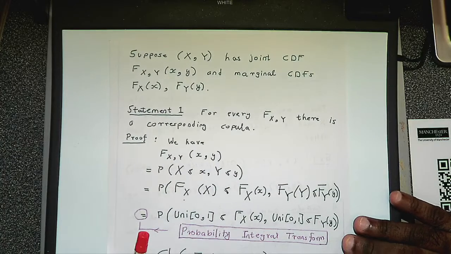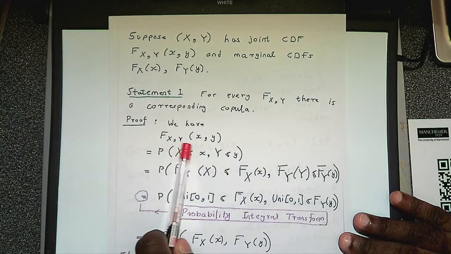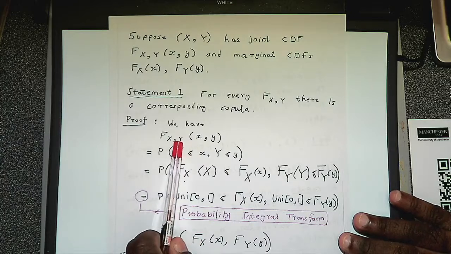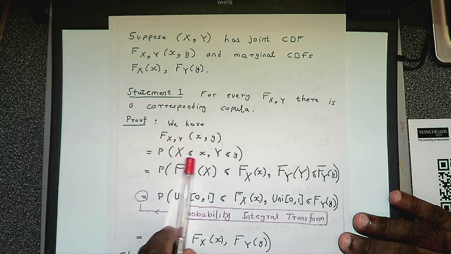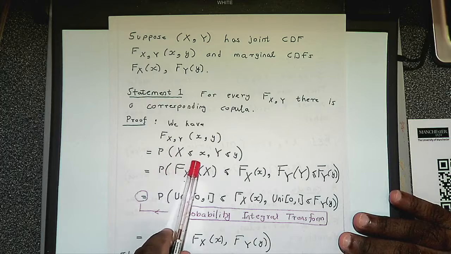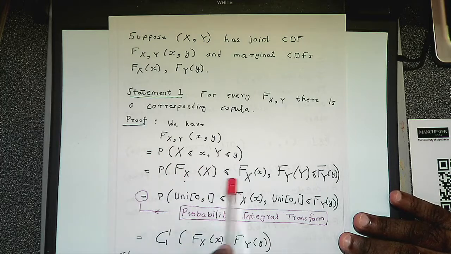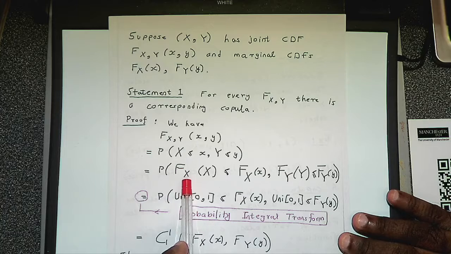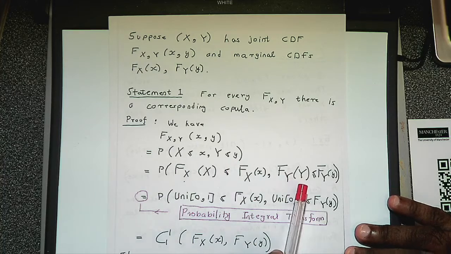It's easy to prove because you start with the joint CDF, which is this. This is the notation for the joint CDF, and the definition is the probability that capital X is less than or equal to x, and capital Y is less than or equal to y. Now what I have done in this step is to take both sides of this inequality and apply the function capital F_X on both sides, where capital F_X is the marginal CDF of X.